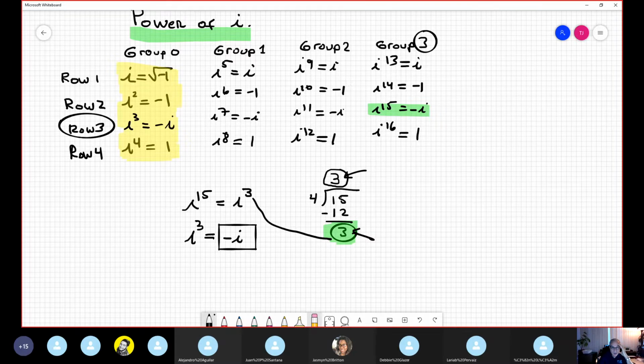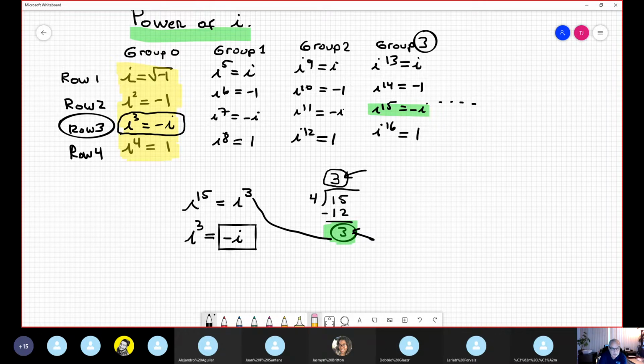Okay, conclusion. I divide by 4. Do you understand why I divide by 4? Because this pattern is repeated 4 by 4. Group 1, group 2, group 3 are each 4 elements. When you divide by 4, you take the remainder. You ignore completely the quotient. The quotient is not important. And you reduce the exponent from 15 to 3. But I know that I to the cubic power is negative I. And that's it.